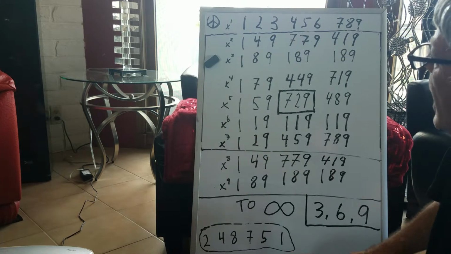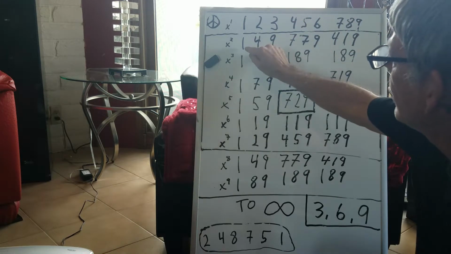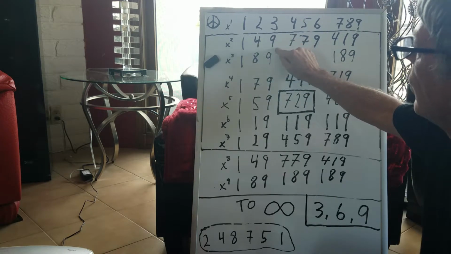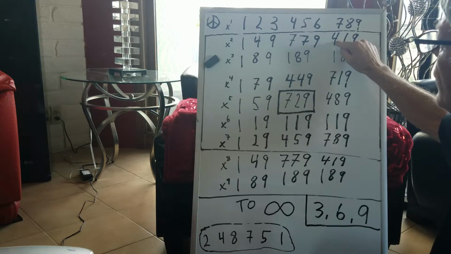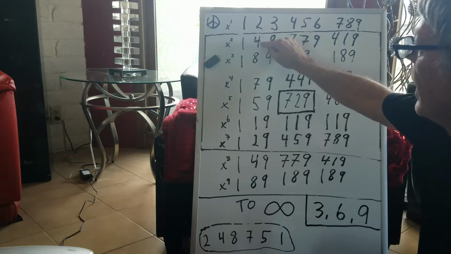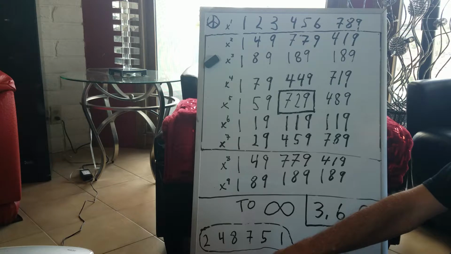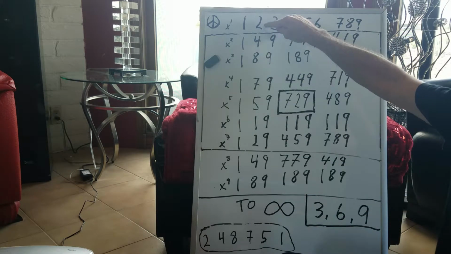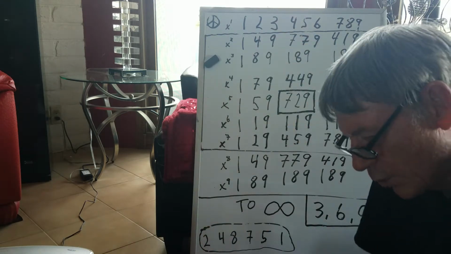Where did I do that? 9 was 81, 100, 121, 144, 169, 196, 225, 256, 289, 324, 361, and 400. Okay. So that's how that works. Because 20 squared is 400. 20 is a 2, comes to a 4.